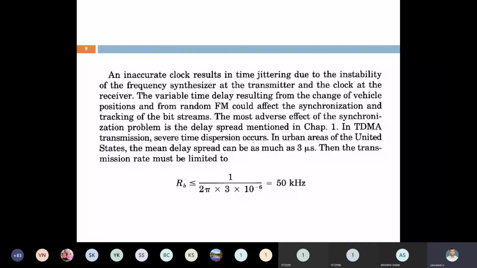How to calculate transmission rate. Here, an inaccurate clock results in time jittering. The time jittering is due to the instability of the frequency synthesizer of the transmitter and the clock of the receiver. That is, both the transmitter and receiver clocks should be synchronized. Otherwise, we are getting jittering.